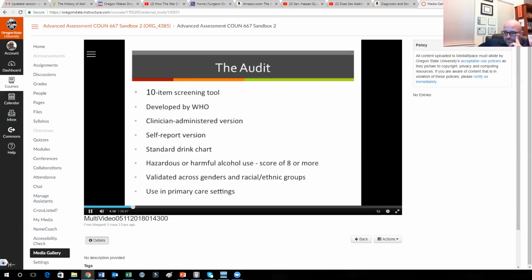The AUDIT is a 10-item screening tool developed by the World Health Organization. It has both a clinician-administered version and a self-report version, and includes a standard drink chart. A score of 8 or more indicates hazardous or harmful alcohol use. This is validated across genders and racial ethnic groups and is used in primary care settings.